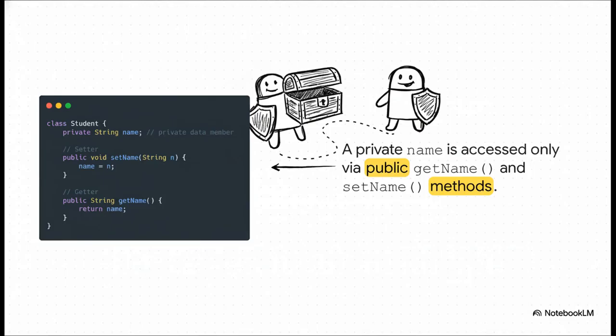And here's exactly how it works in the real world. That private string name, that's our treasure. It's locked away so nobody can touch it directly. The public getName and setName methods, those are our trusted gatekeepers. They are the only way the outside world is allowed to interact with that name variable.